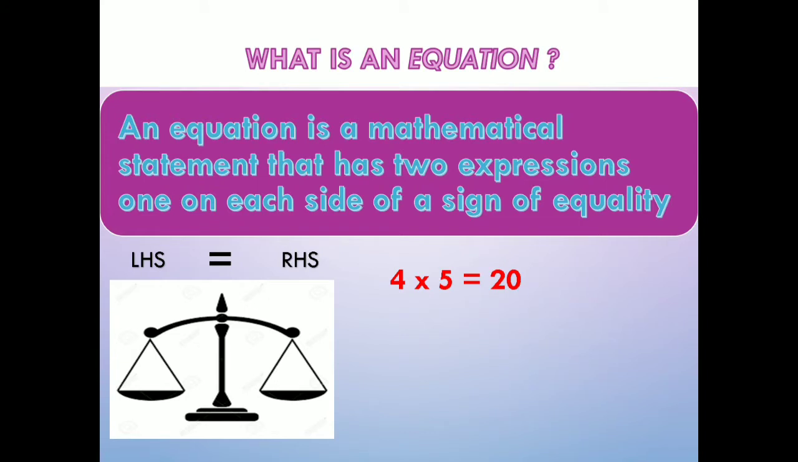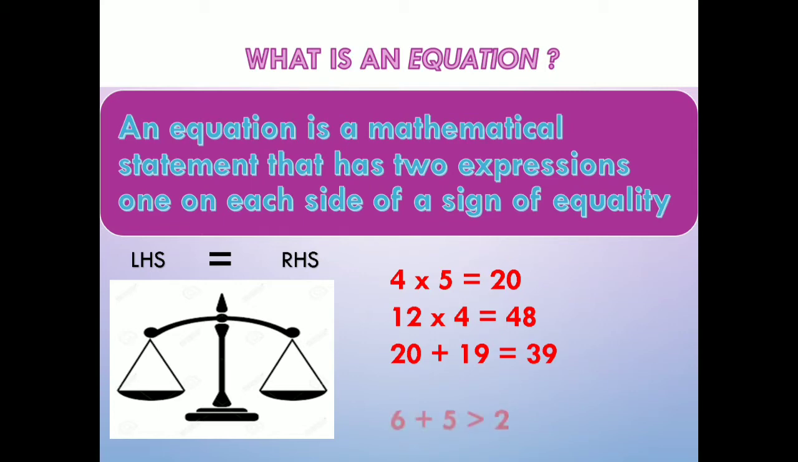So what are those equations? Whenever we are learning 4 into 5, 4 5s are 20, or 12 4s are 48, or we are writing 20 plus 19 equal to 39, all of you are using this. So these are also equations, because on both sides of the sign of equality there are expressions.